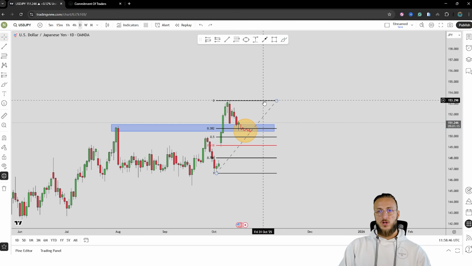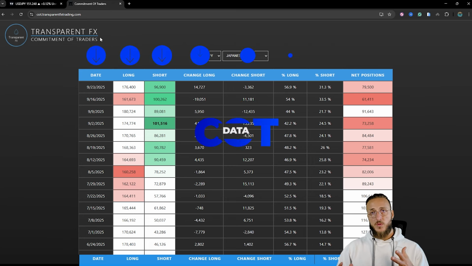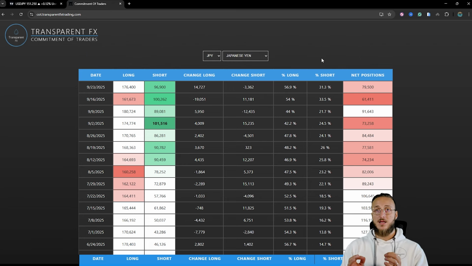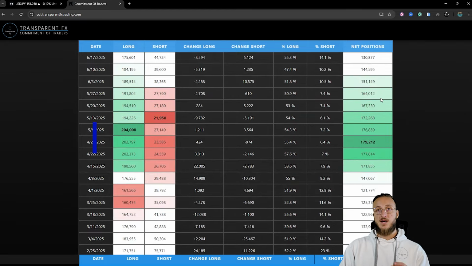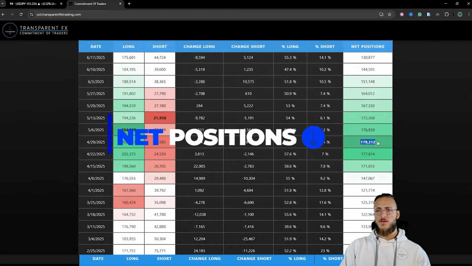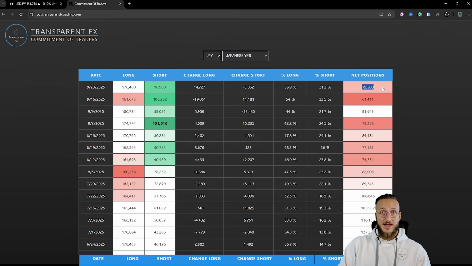Speaking about institutional longing, let's go and see what we have when it comes to the commitment of traders, so what institutions in the market are doing on the JPY. Now we have to keep in mind that if we are looking at the data for the JPY, we're actually already looking at JPY USD, because all currencies on the spot are traded against the USD. And what we can see here is that with the last reports, net positions have been massively decreased. We went from 179k net positions all the way down to 79k net positions.